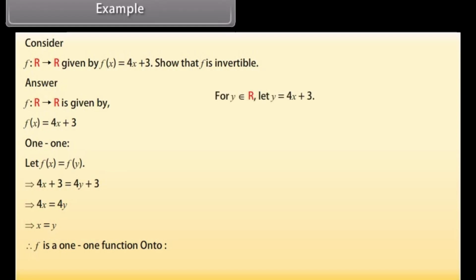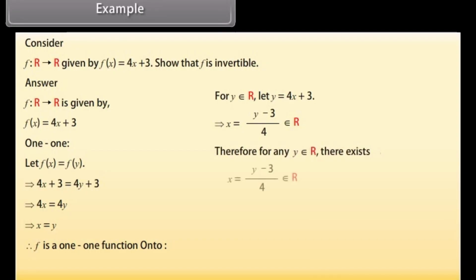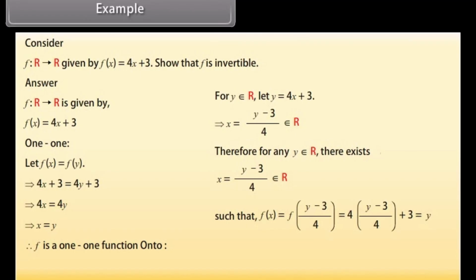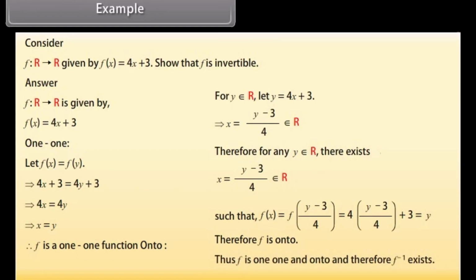Onto. For y belongs to R, let y is equal to 4x plus 3. It implies that x is equal to y minus 3 upon 4, which belongs to R. Therefore, for any y belongs to R, there exists x is equal to y minus 3 upon 4, which belongs to R, such that f of x is equal to f of y minus 3 upon 4 is equal to 4 into y minus 3 upon 4 plus 3, which is equal to y. Therefore, f is onto. Thus, f is 1-1 and onto, and therefore f inverse exists.